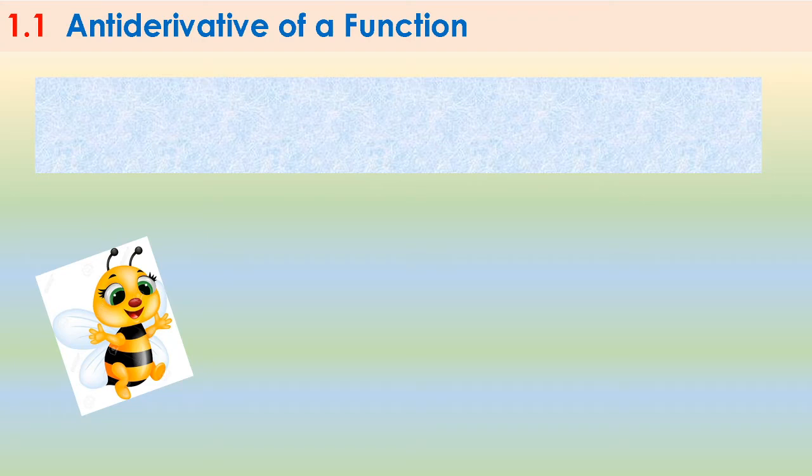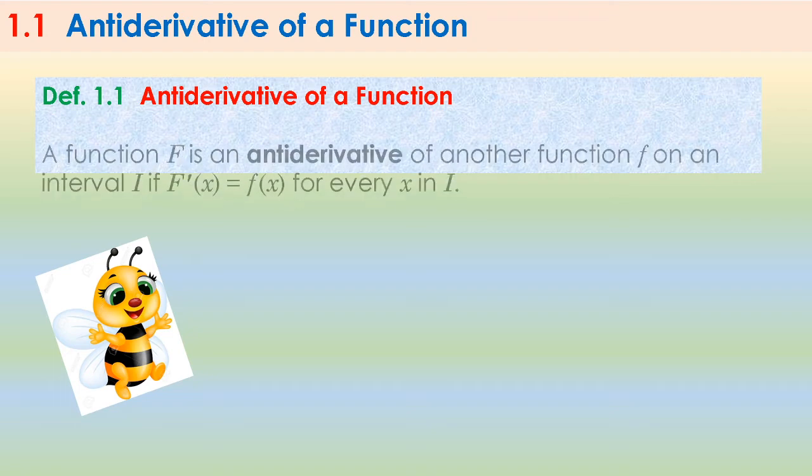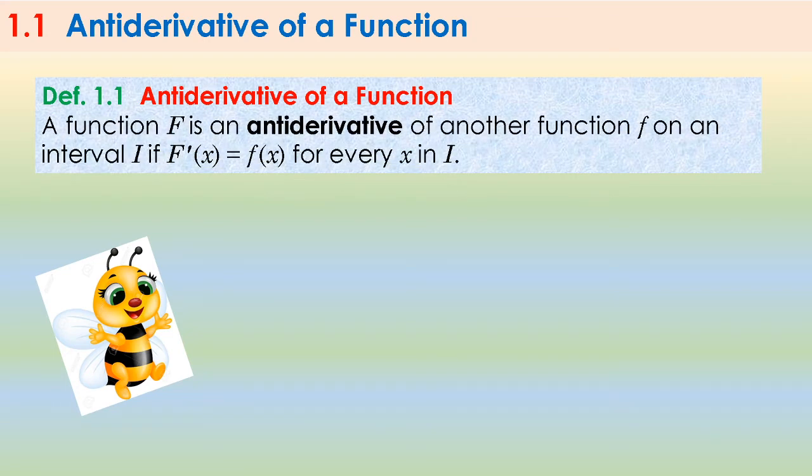What is an antiderivative of a function? A function, which is denoted by capital F, is an antiderivative of another function denoted by small f on an interval I if the derivative of capital F of x is equal to small f of x for every x in I.